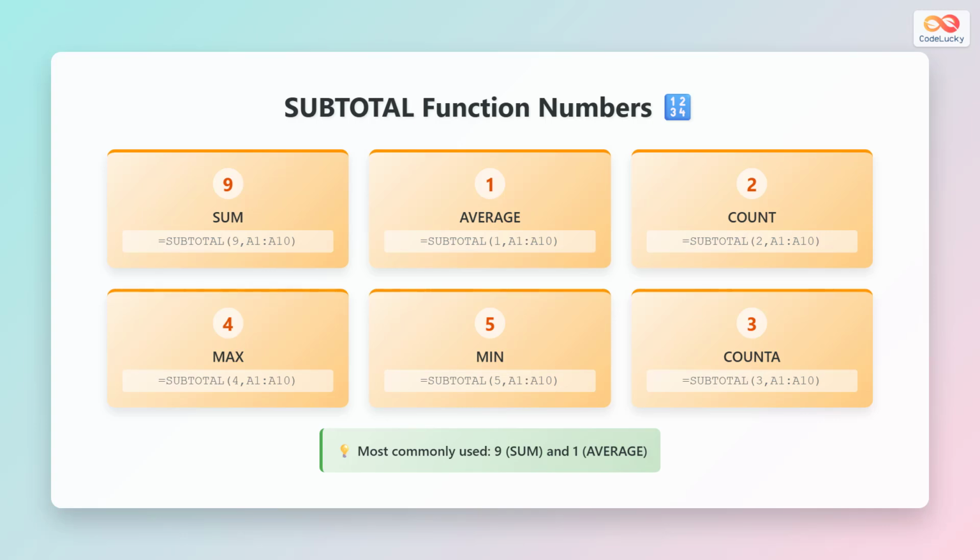The subtotal function uses numbers to specify which calculation to perform. The number 9 corresponds to the sum function, so SUBTOTAL(9, A1:A10) calculates the sum of the values in cells A1 through A10, while ignoring hidden rows. Similarly, the number 1 represents the average function, 2 represents count, 4 represents max, 5 represents min, and 3 represents counta. It's worth noting that the most commonly used function numbers are 9 for sum and 1 for average.